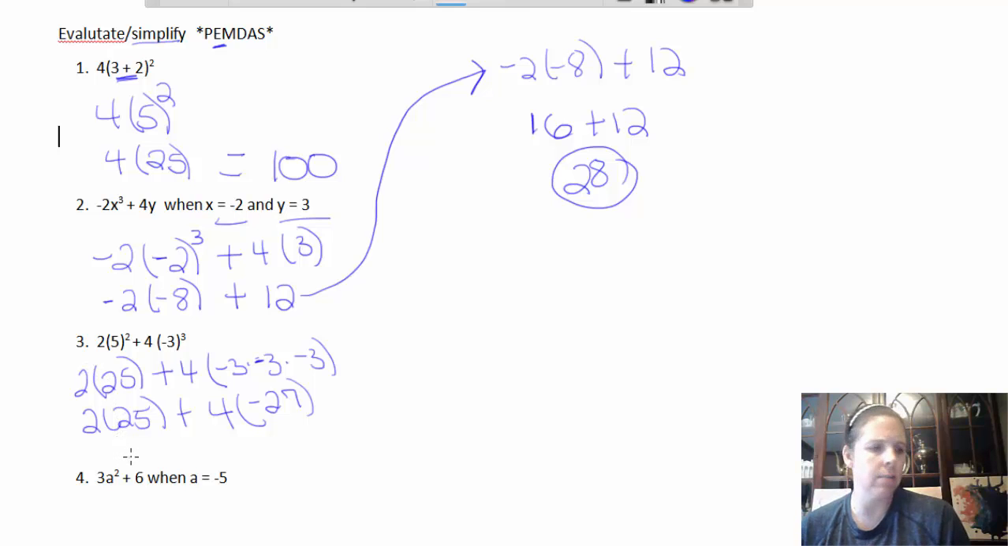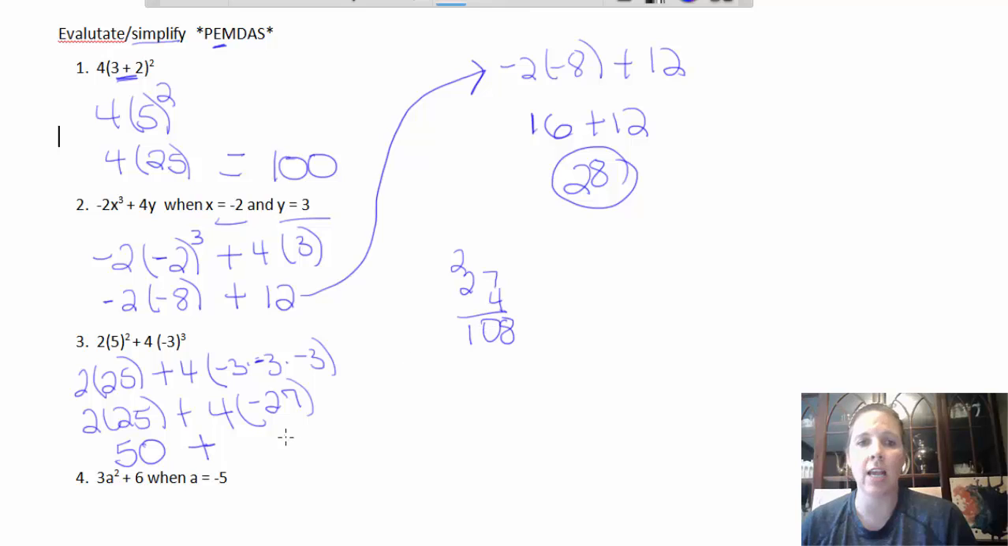Do I have this written down somewhere? Oh, there it is. 2 times 25 is obviously 50. Plus 4 times negative 27. Holy moly, what is that? So 27 times 4. 4 and 7 is 28. 4 and 2 is 8. So 108. So plus a negative 108.